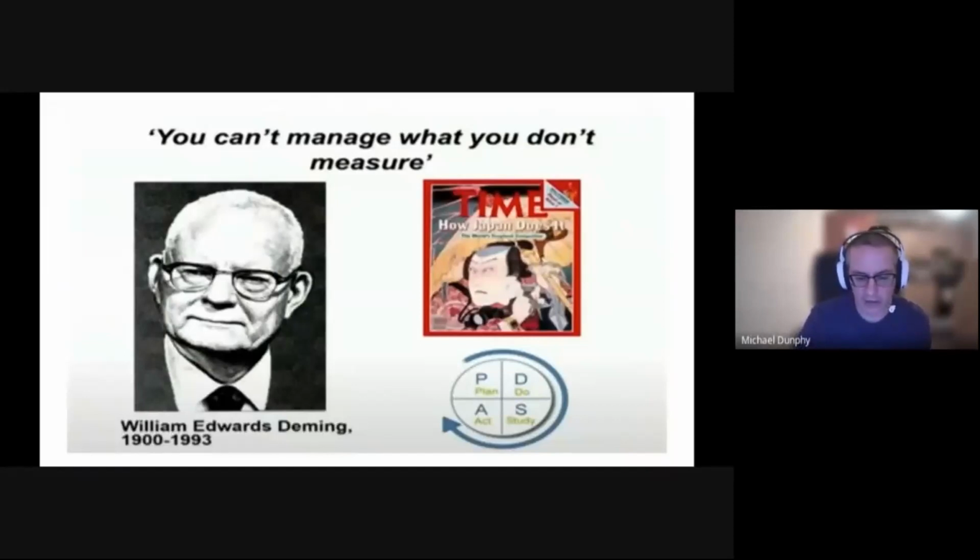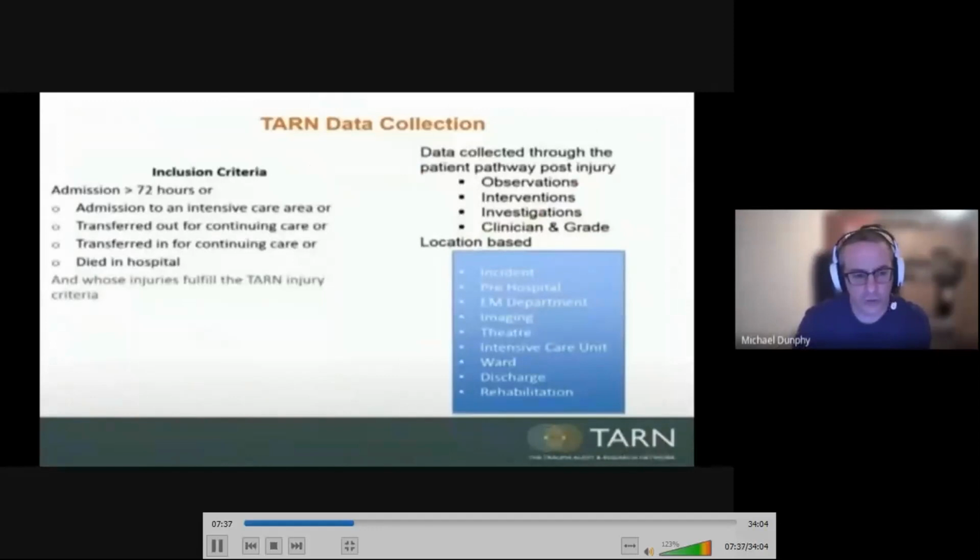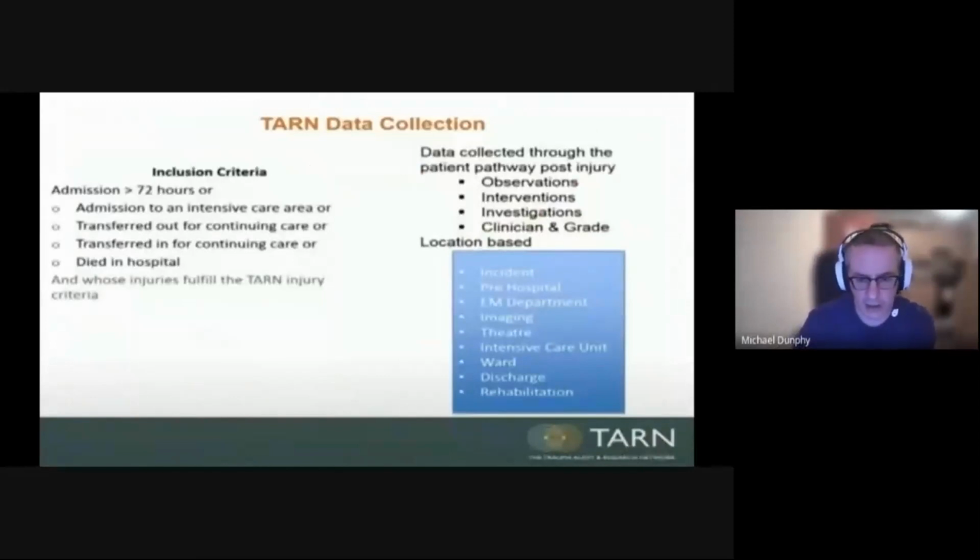There's a famous industrialist, William Edwards Deming, who worked for Toyota in Japan, and he came out with a famous statement that you can't manage what you don't measure. So if you don't measure what's going on, it's very difficult to fix it. It's very difficult to correct it and to know that your corrections are working. So the question of what do we measure in our data collection is important.